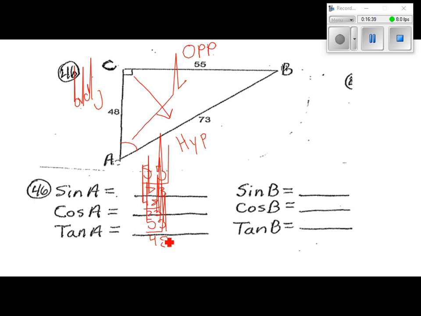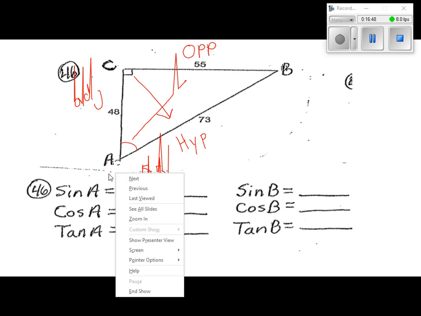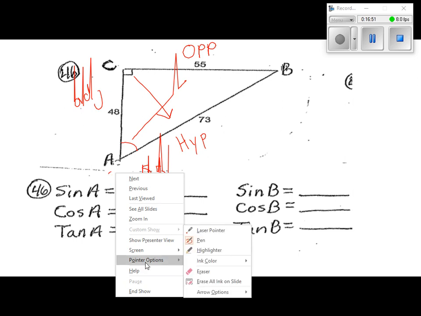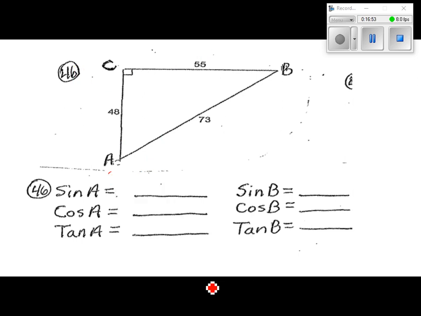Does everybody understand it so far? Yeah. Click your button, erase everything on the screen. So go to pointer options, erase all. We're going to go over to angle B. What changes when we move to angle B? We're dealing with a different angle, right? Draw an arrow going across. What is that leg now? Is that still the adjacent leg? No, now it's the opposite leg.